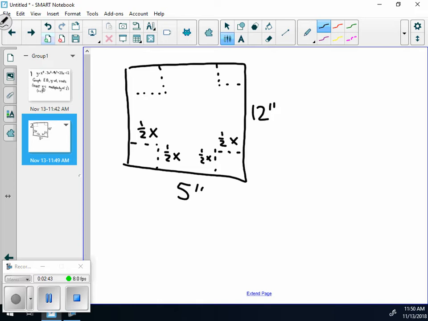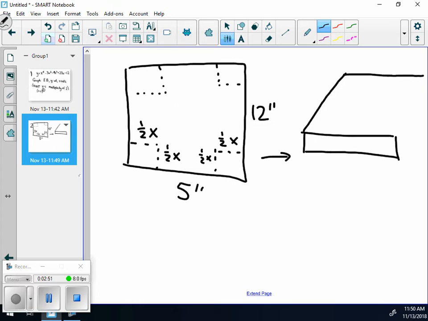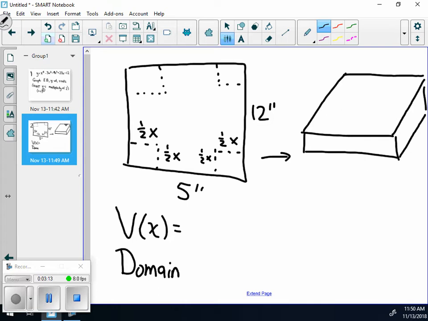So if this is true, what I want to know is that when I make this into a box, and I draw out this box here, I want the polynomial that represents the volume of this box as a function of x. And then I also want the domain for these values of x.